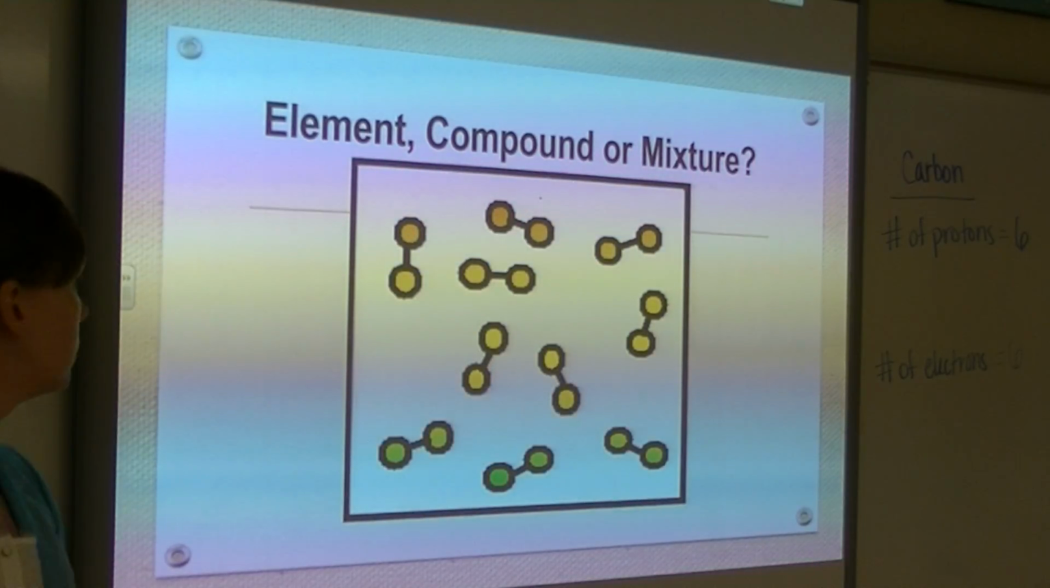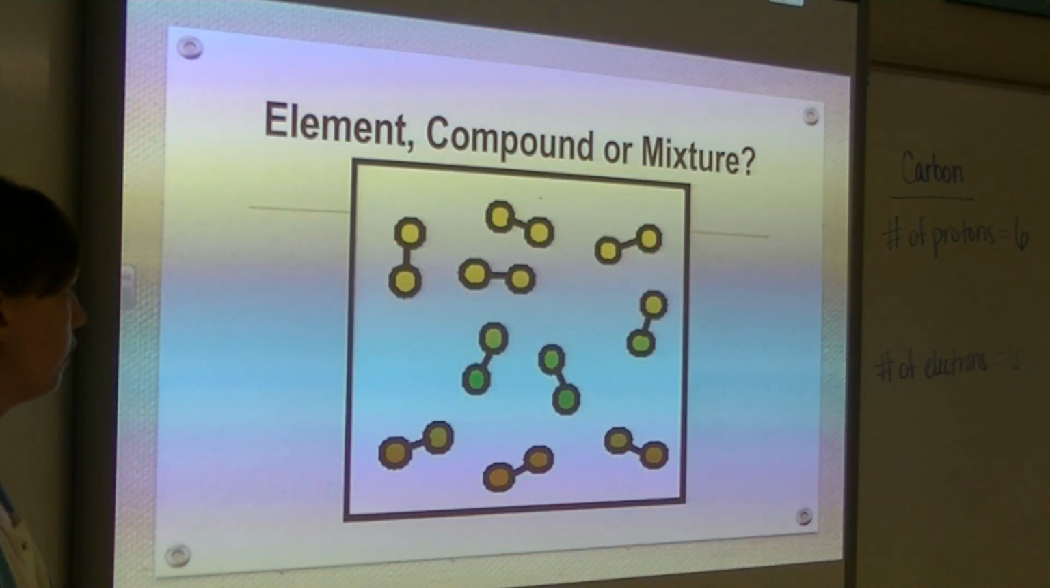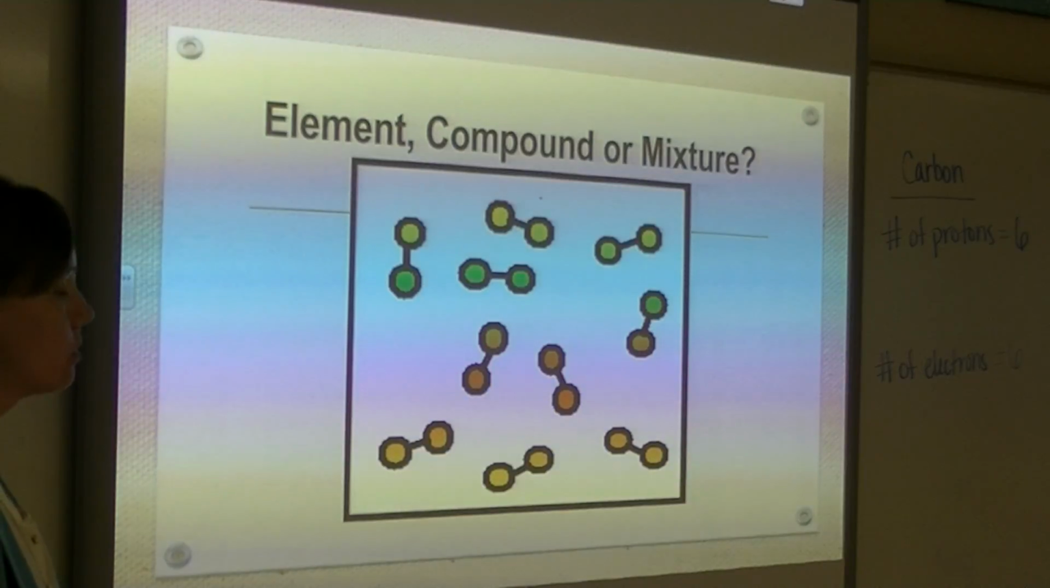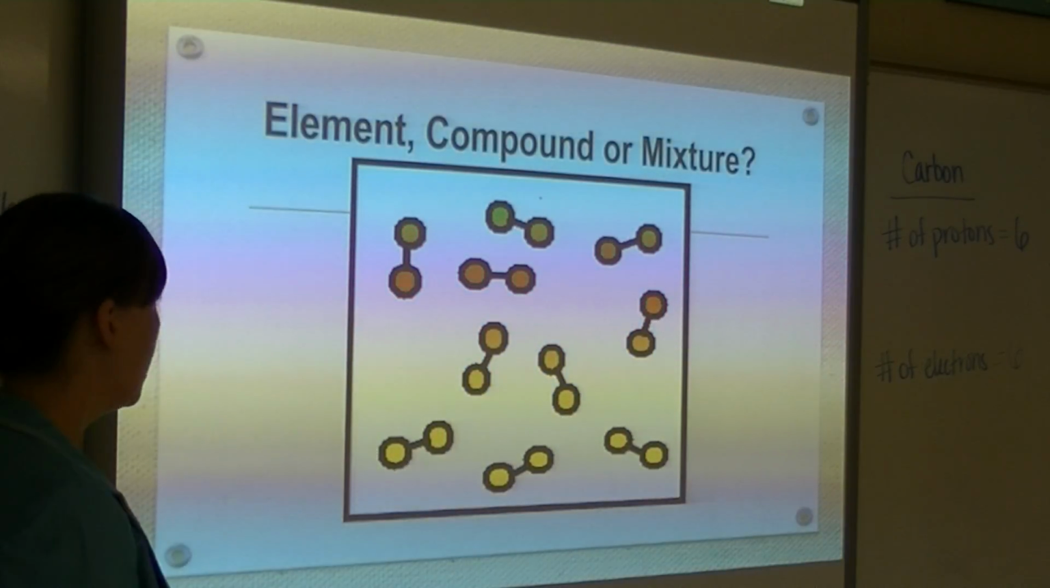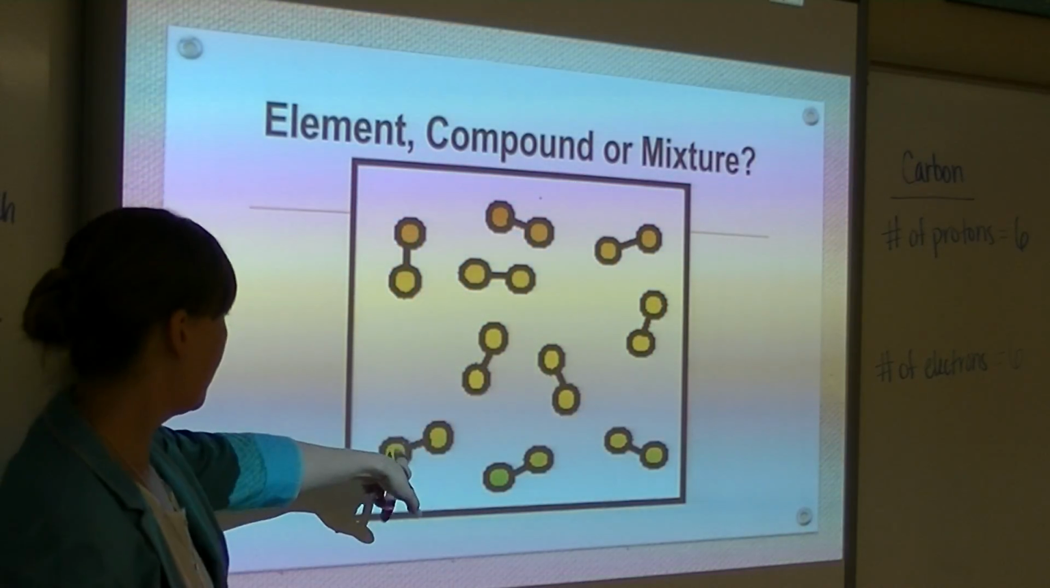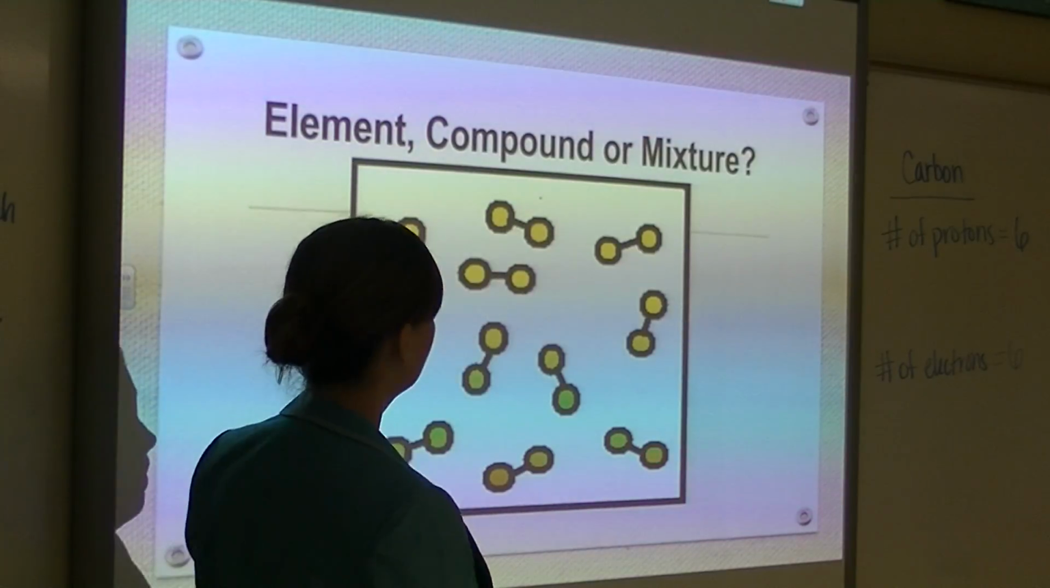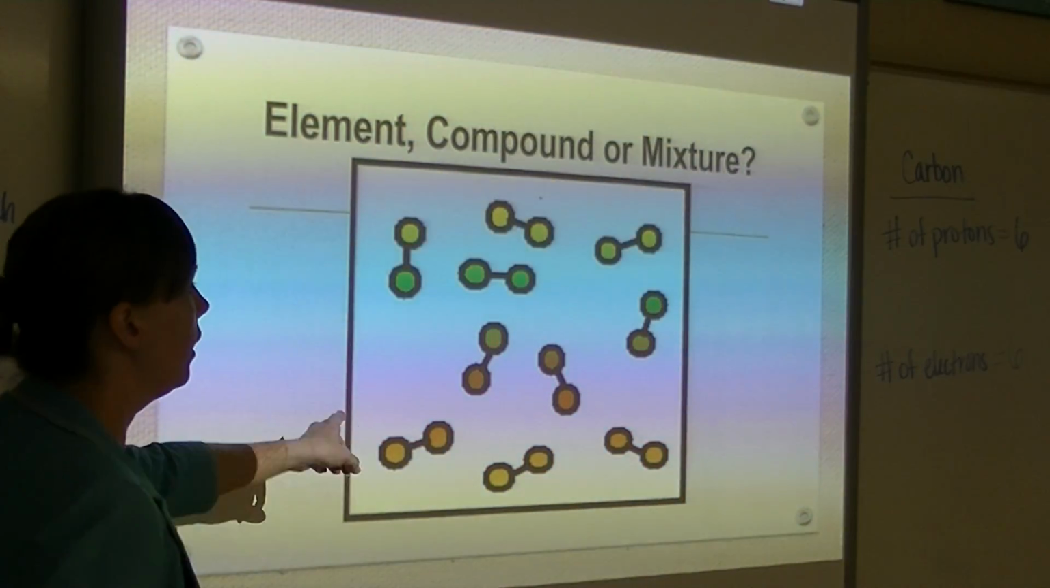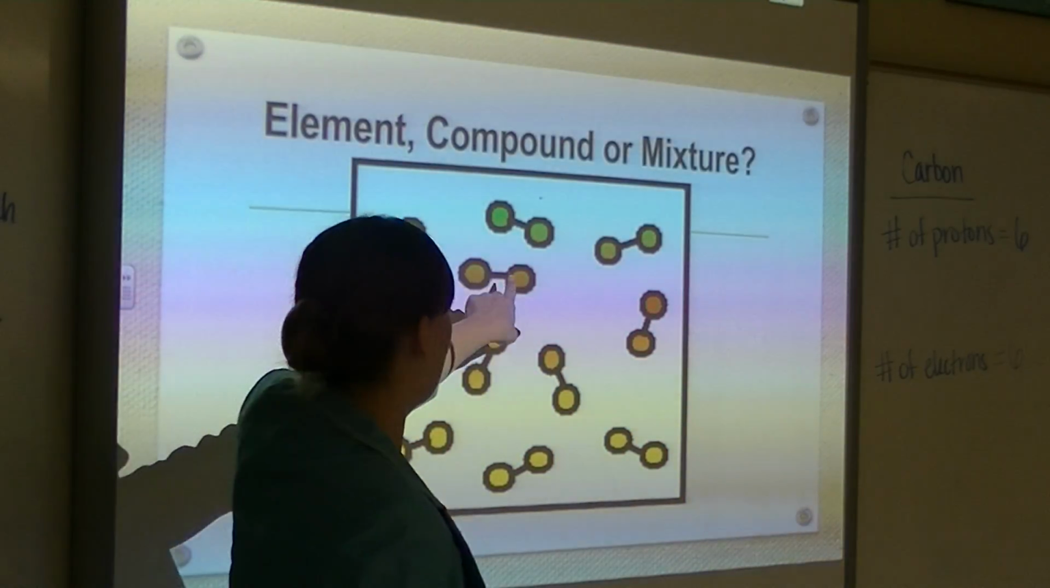I think this is the last one. Compound. Be careful on this one. Element. This one's that element from the beginning. Now it looks like a compound, right? Because there's a chemical bond there, right? But this is just a single element because these are the same atom.